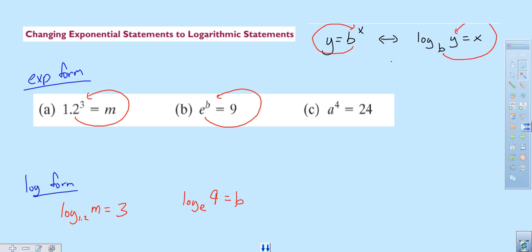All right, the last one. Start at the base, go towards the equal sign, and swing back around. So this would be log base a of 24 is equal to 4.